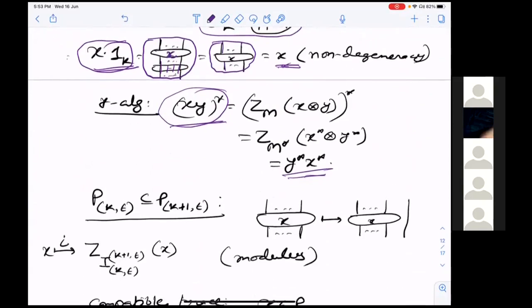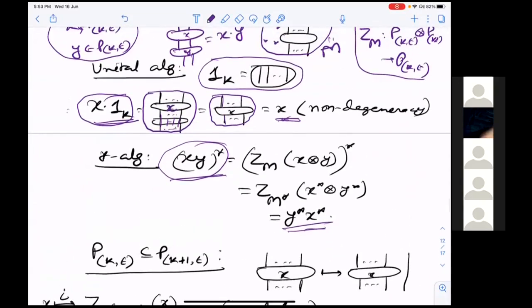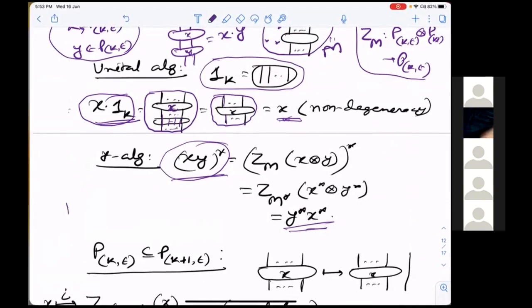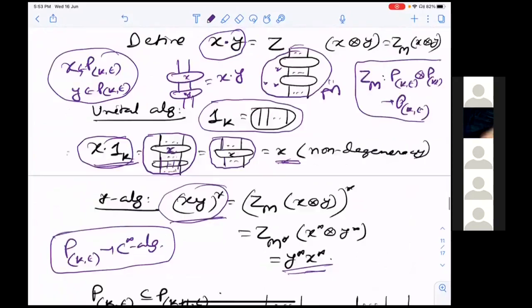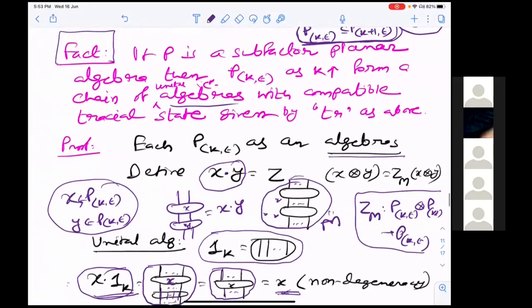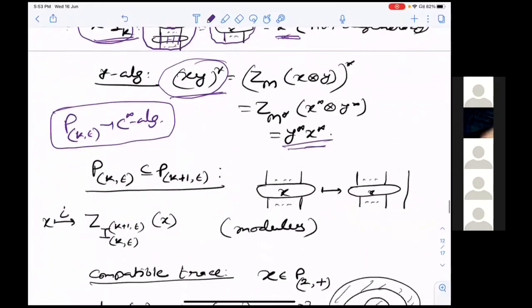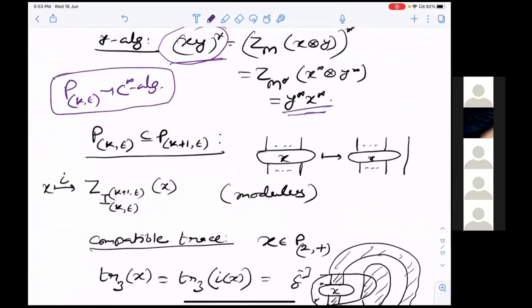And this is important. Also, by some GNS-type construction, one can give each P_k^ε a C-star algebra structure. The main thing is the star algebra and the multiplication; the C-star algebra part will be easy. And these are finite dimensional, right? Because we are in a subfactor planar algebra. And P_k^ε is a subset of P_{k+1}^ε.